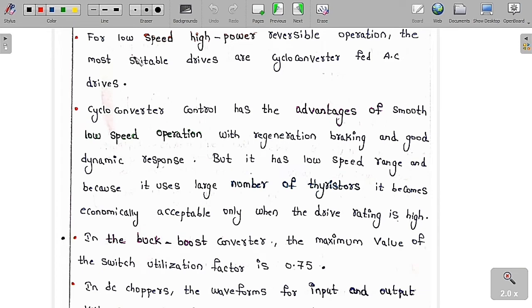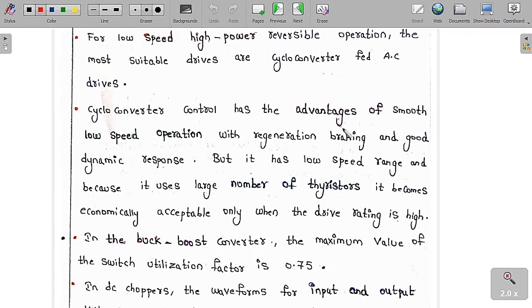For low speed, high power, reversible operation, the most suitable drives are cycloconverter fed AC drives. So for low speed, high power reversible operation, we are going to use cycloconverters as the drives.